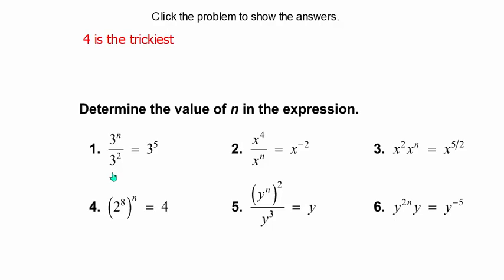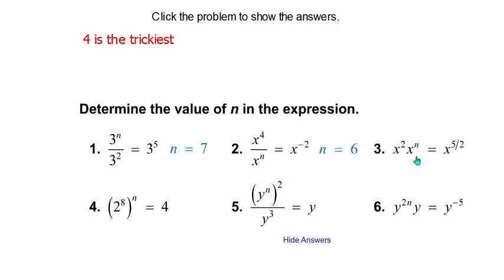Since we have the same bases, we're going to do 3 to the n minus 2 equals 5, and then we can set the powers equal to each other. n minus 2 equals 5, so n is 7. Same type of thing happens here. We end up with solving 4 minus n equals negative 2. So when we simplify that, I'm going to move the n to the other side, and n is 6.